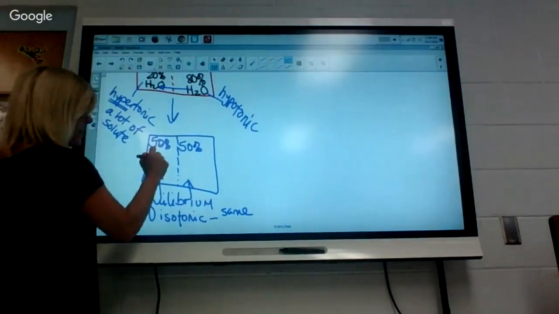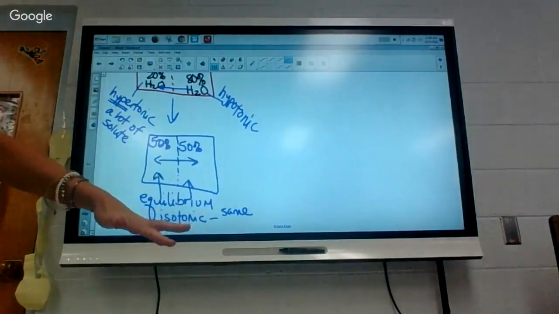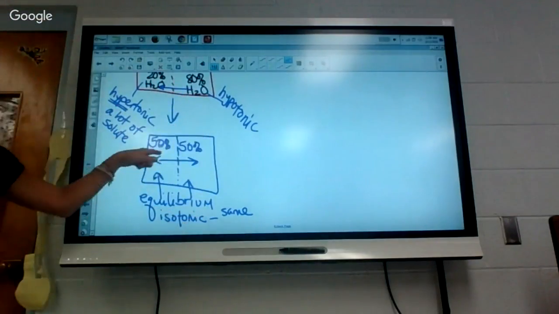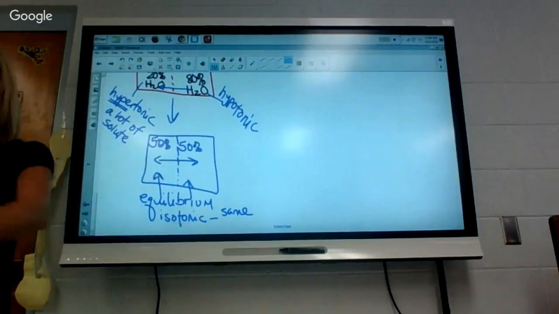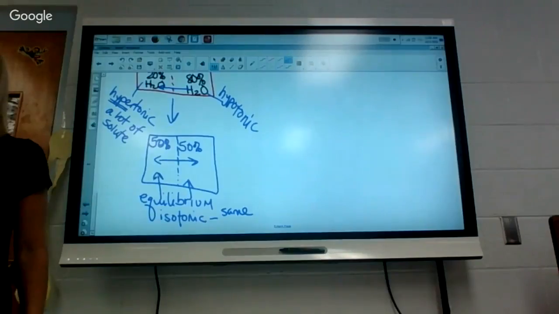At that point, check this out. The molecules don't stop all of a sudden. It's not like, oh, I don't move anymore. Now they move back equally. So you put a double-headed arrow to show that they're still moving, but both sides are the same. Okay? Does that make sense?